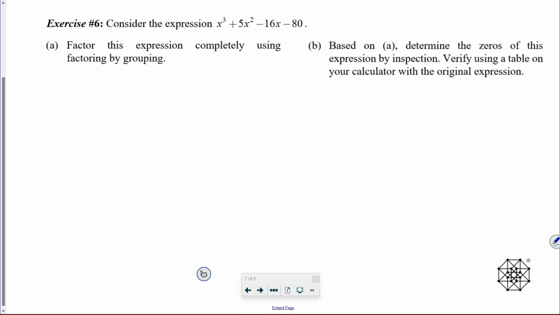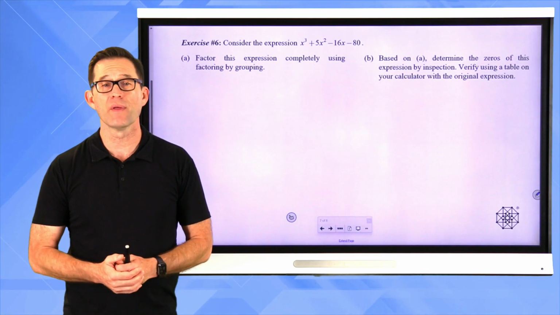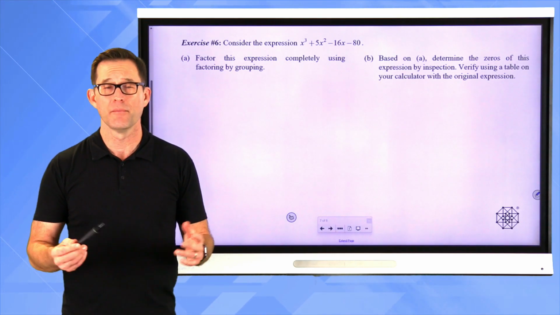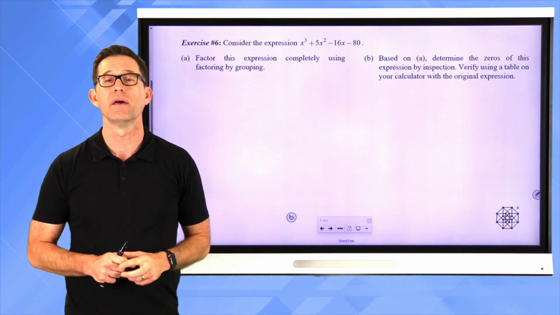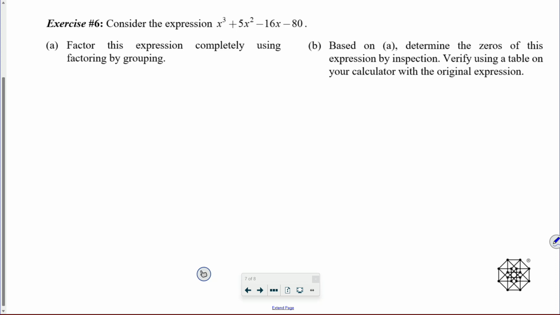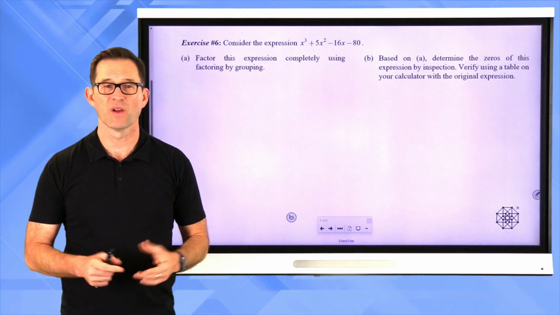Consider the expression x cubed plus 5x squared minus 16x minus 80. Letter A. Factor this expression completely using factoring by grouping. Awesome. Well, why don't you go ahead and do that? This is a pretty straightforward one. Pause the video now and factor this completely by using grouping. All right, let's do it.